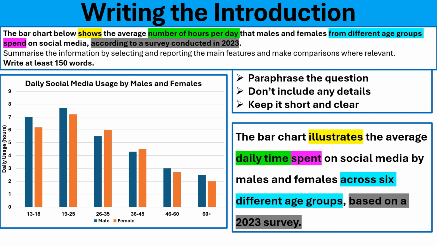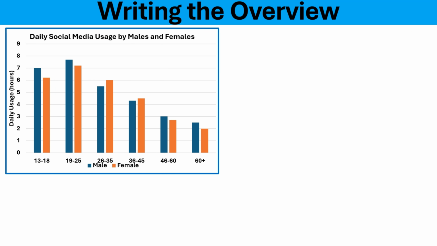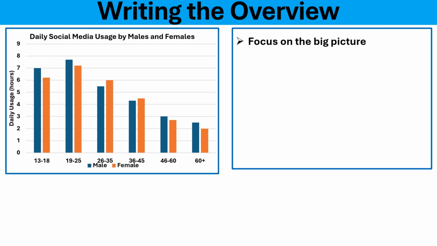Now that we have written the introduction, let's move on to the overview and highlight the main patterns in the graph. The overview gives a clear summary of the main patterns in the graph, focusing on the overall picture without using any specific data or numbers. This is your chance to show the examiner that you can understand the big picture.